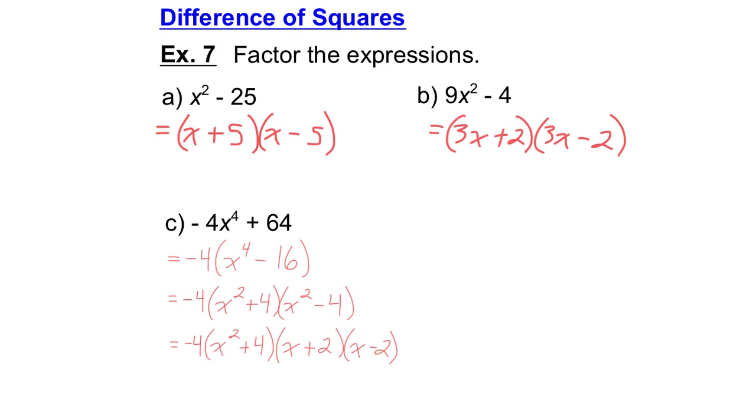Okay, so factor as much as you can. Do we have any more difference of squares? Well, this is a difference, but those are not square numbers. And those are square numbers, but it's not a difference, so we can't factor it any further. This is the fully factored form of what we started with up here.